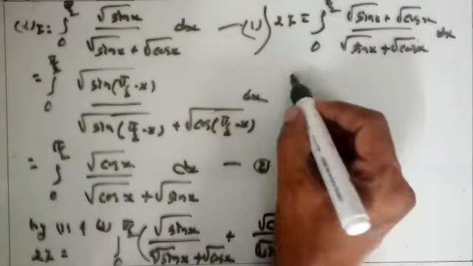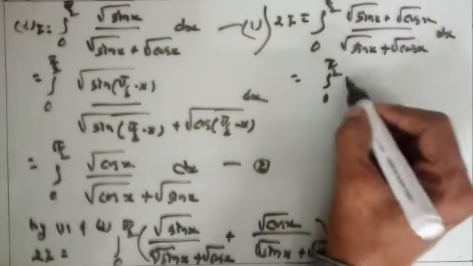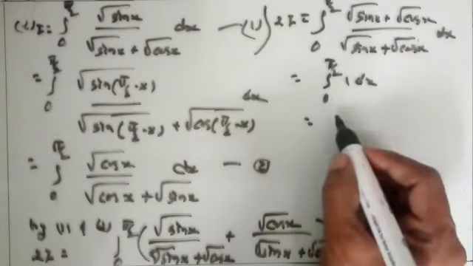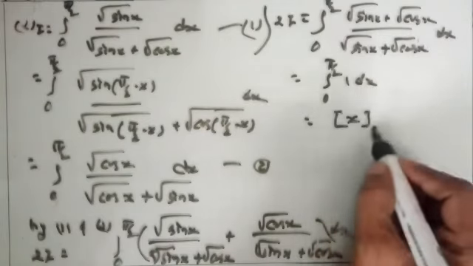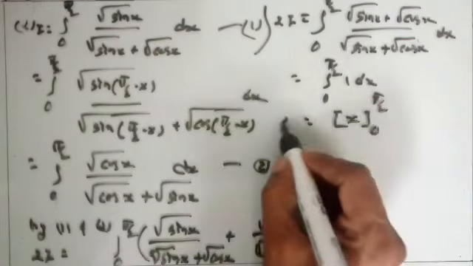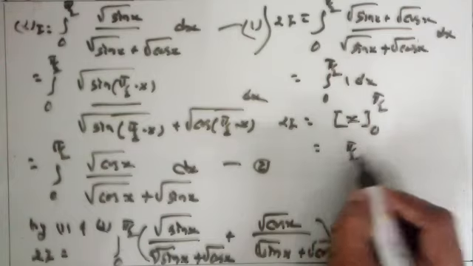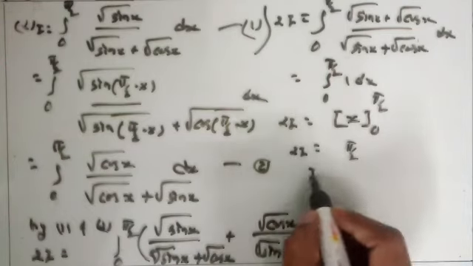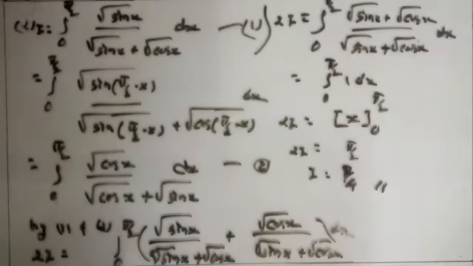Now numerator and denominator are the same, cancel, so we get 0 to pi by 2, 1 dx. So integration of 1 is equal to x, and apply limit 0 to pi by 2. So 2I becomes pi by 2. Clear? So I is equal to pi by 4. Answer. Okay. Now next question. Question number 3 is also the same type of question.